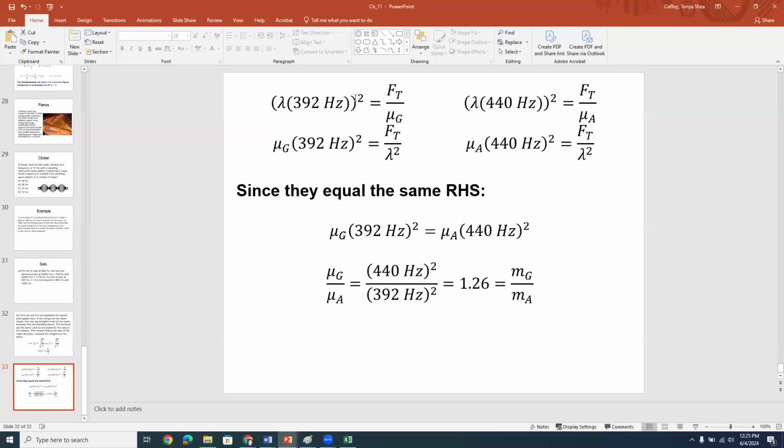So what I can do is rearrange this equation with a little cross multiplication. When I do that, I'm going to take mu G over to the left-hand side of the equation and move lambda over to the right-hand side. So I get mu G times 392 hertz squared is equal to the force of tension divided by lambda squared. Now, this is going to be the same kind of logic for the A note. So I have mu A times 440 hertz squared is equal to the force of tension divided by lambda squared.